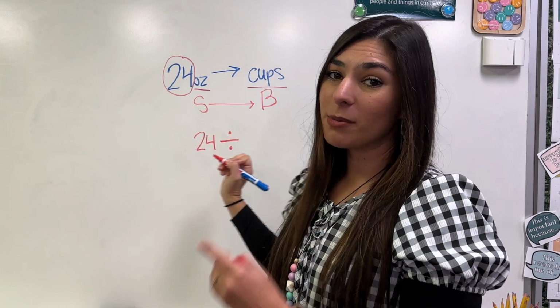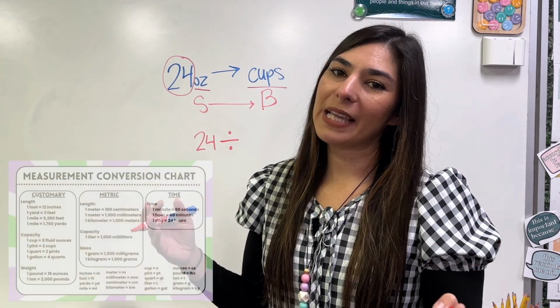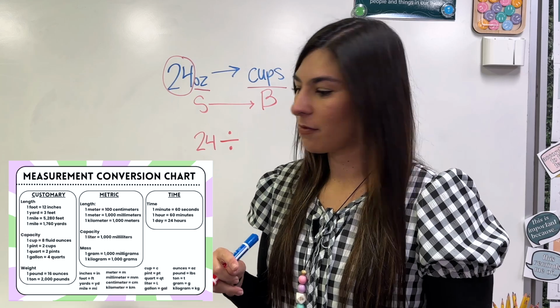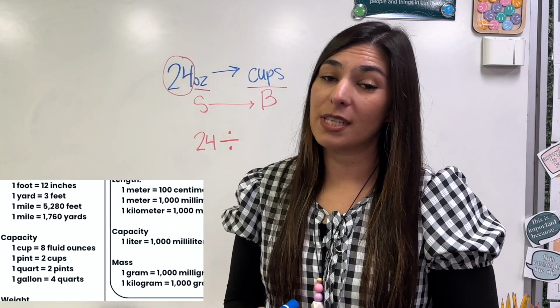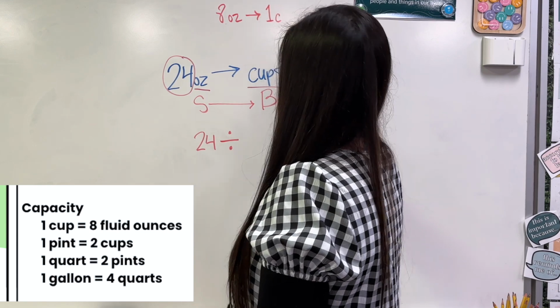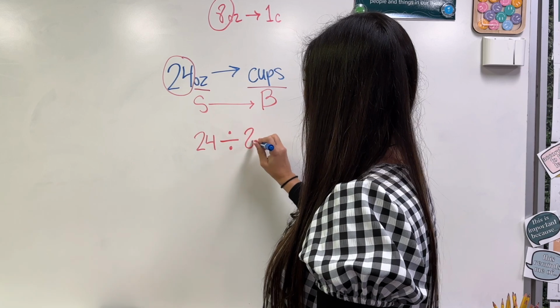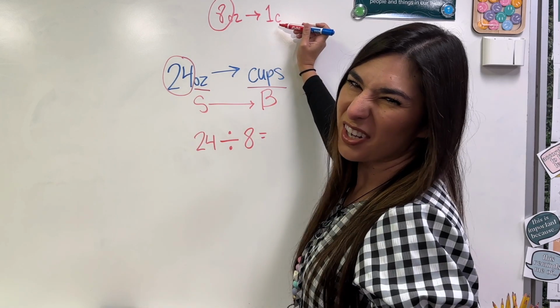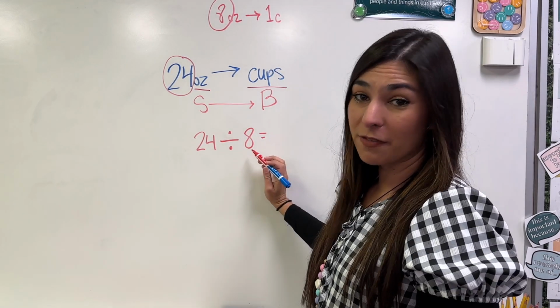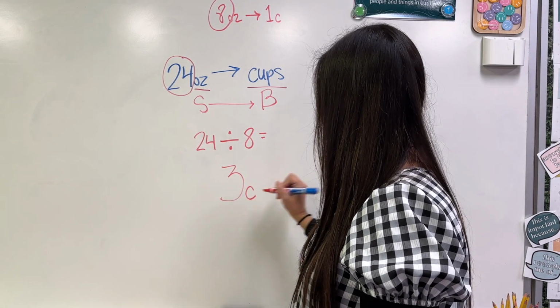Now to figure out what I'm dividing by, I need a conversion chart, unless you have this memorized, which is awesome. But in case you don't, you should have a conversion chart. So I know that there are 8 ounces in 1 cup. So if I have 8 ounces in 1 cup, I'm going to take this 8, and that is what I'm dividing by. Basically, you're not going to divide by the 1. So 24 divided by 8 gives me 3. So that means I'm going to have 3 cups.